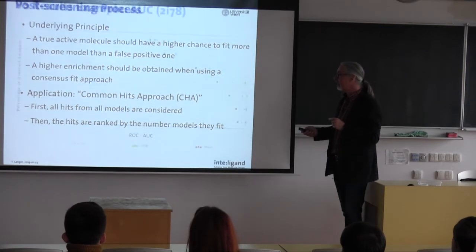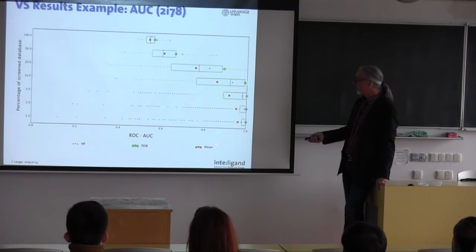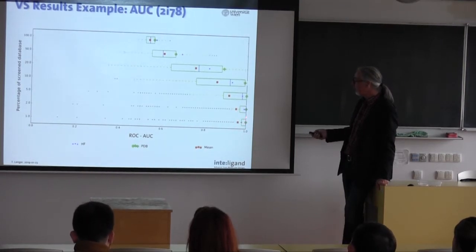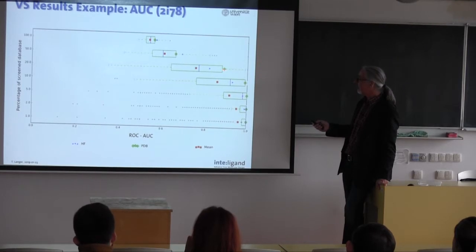And so then we compared these enrichment factors, and here you have the different metrics at the different percentages and the area under the curve. Please have a look first at the PDB model. The PDB model works pretty well until an enrichment of up to 20%. Then it drops drastically. All the others drop also.